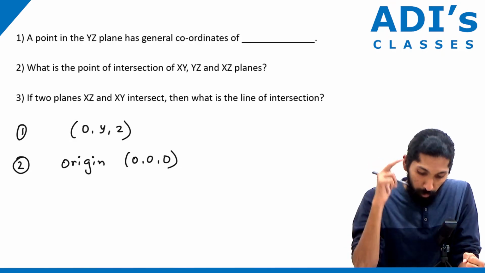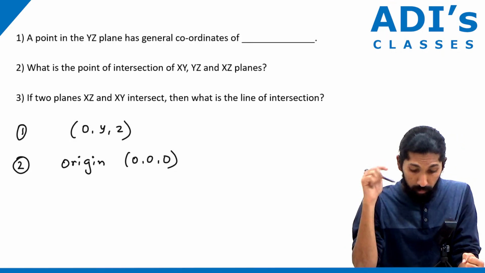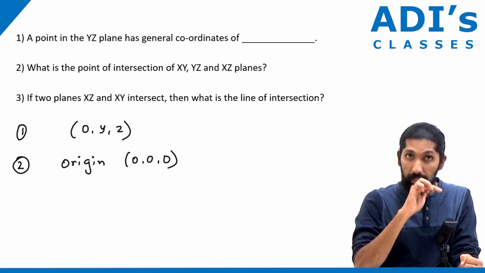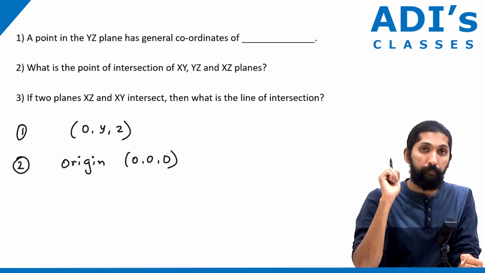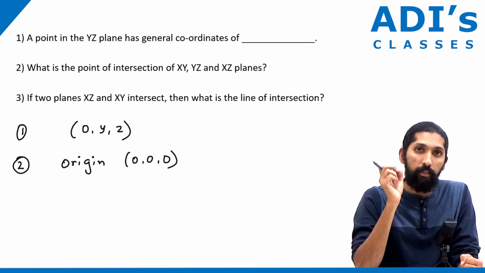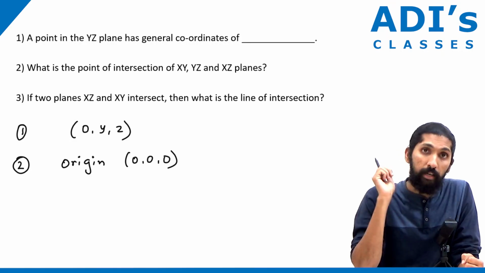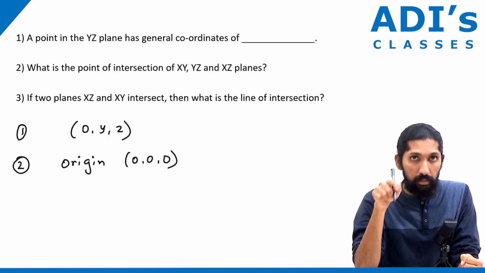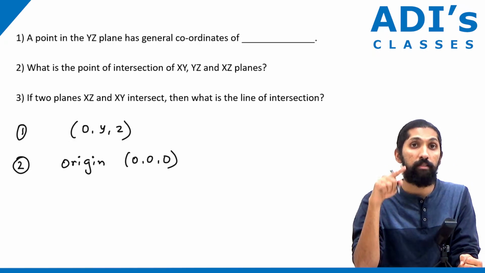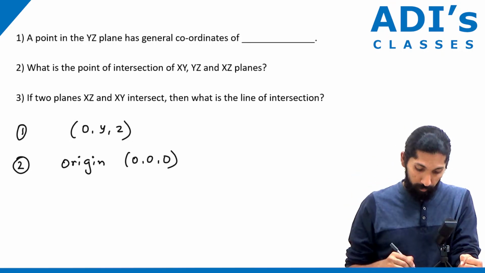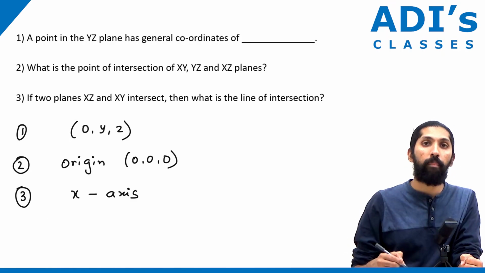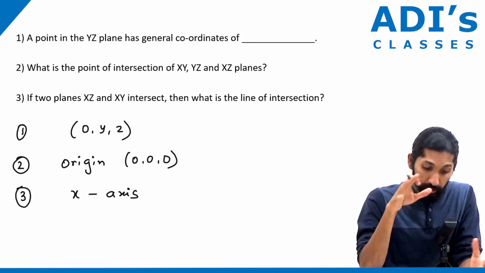See the third one. If two planes, XZ and XY, intersect, what is the line of intersection? Which is the common line? Think about it. X-axis. Because XZ has the X-axis and Z-axis, and XY has the X-axis and Y-axis. So both of them are going to intersect along the X-axis. These are the answers for the first set of questions.